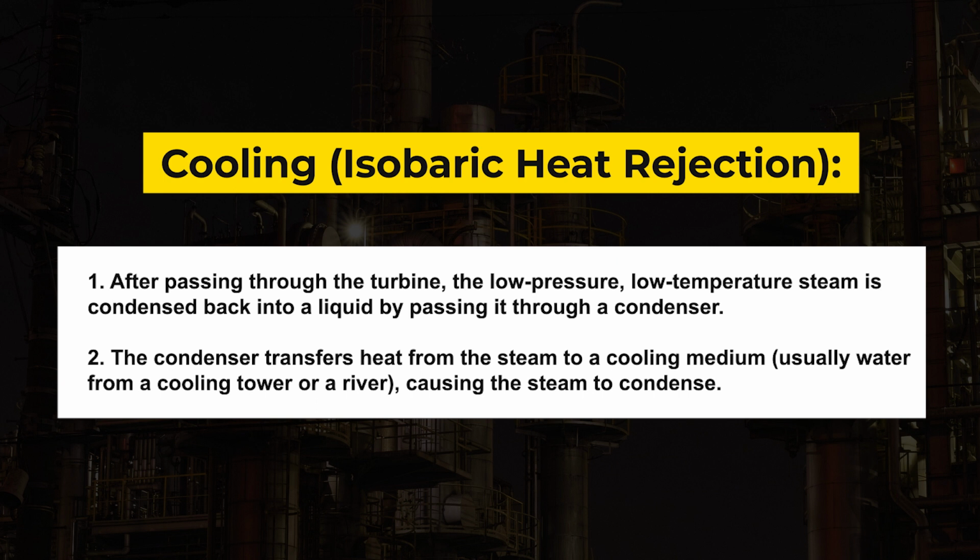After passing through the turbine, the low pressure, low temperature steam is condensed back into a liquid by passing it through a condenser. The condenser transfers heat from the steam to a cooling medium, usually water from a cooling tower or a river, causing the steam to condense. Efficiency improvement in Rankine cycle can be achieved through techniques like reheating, regeneration and supercritical operation, all of which are designed to maximize utilization of the heat input and minimize heat losses, making power generation more efficient and cost effective.